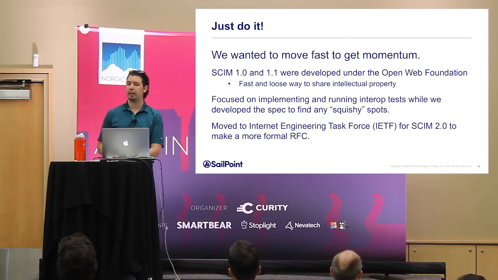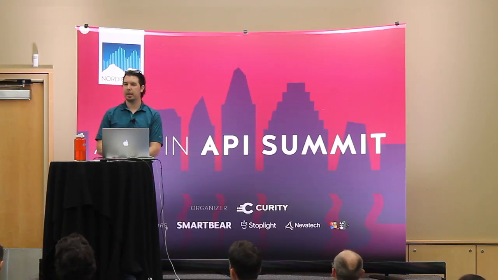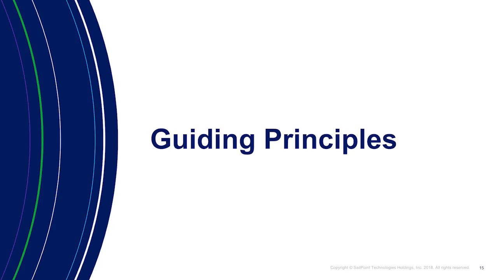So we took it to the IETF, chartered a working group, and spent some time working on SCIM 2.0, which is now out. We've got a few RFCs that are published about that. So during this process, we had our brilliant idea. Let's create the standard API. We want to achieve world domination. How do we get there? We followed some guiding principles that we thought would get us there.